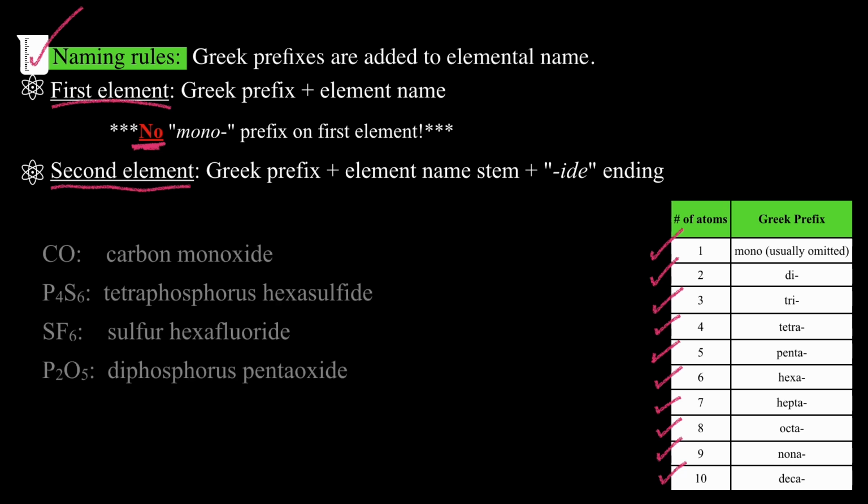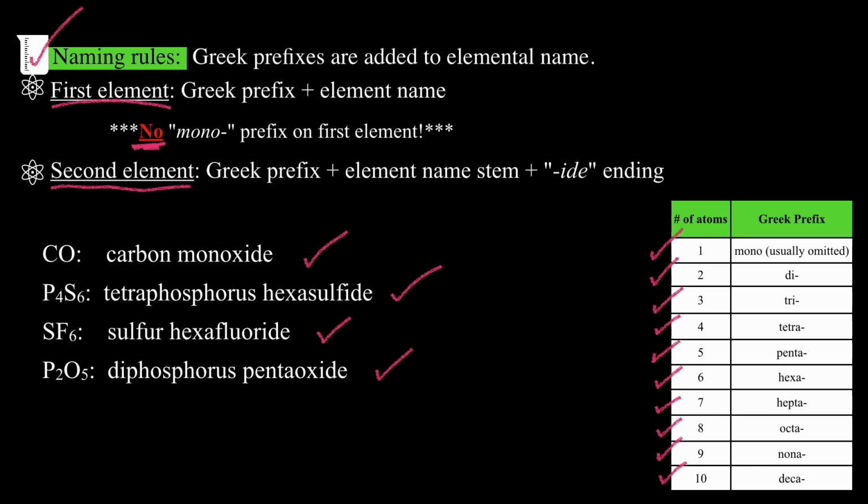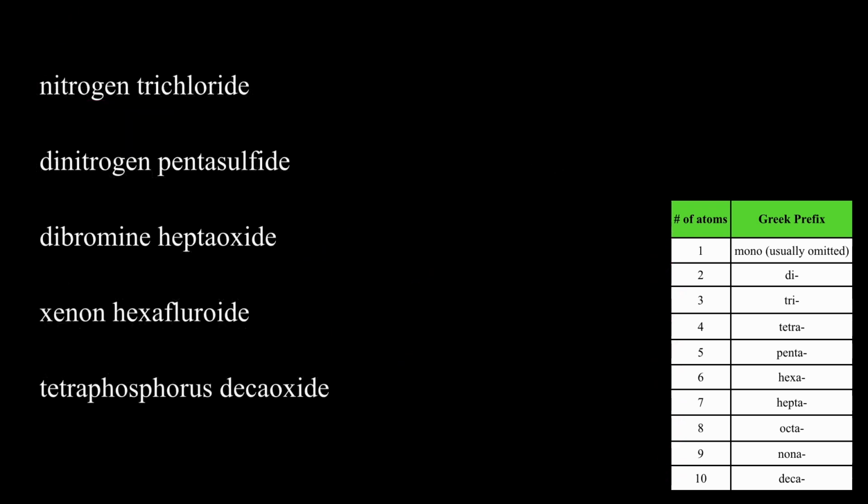All right, let's go ahead and work some examples. So I have CO, 1 carbon, 1 oxygen, so it would be carbon monoxide. P4S6. The 4 would be a tetra prefix on the phosphorus, so tetraphosphorus. I have 6 sulfur, hexasulfide. SF6, sulfur hexafluoride. P2O5, so 2 phosphorus, 5 oxygen: diphosphorus pentaoxide.